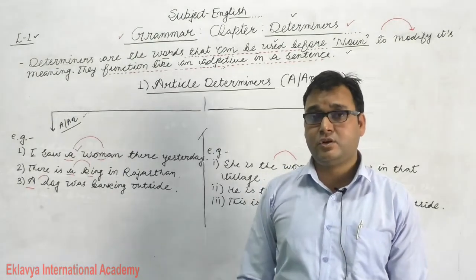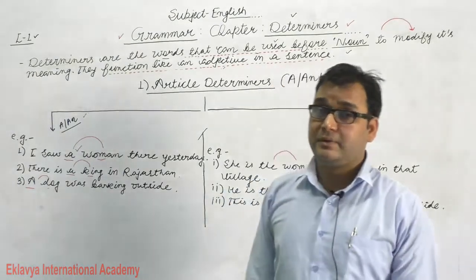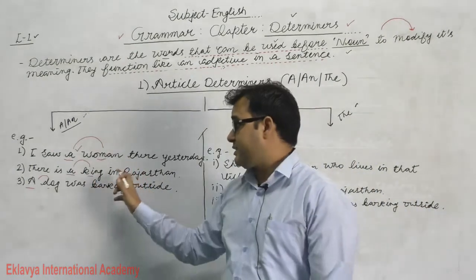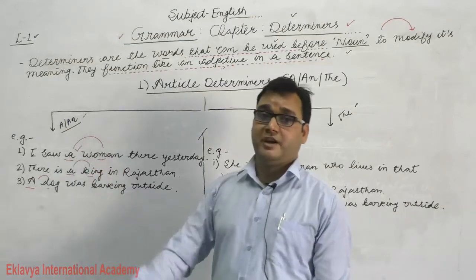He doesn't know, or they don't know about anything. Even we don't know about anything. नहीं पता हमें इसके बारे में. The sentence is there is a king in Rajasthan. राजस्थान में एक राजा है. That's why the position of king is indefinite or uncertain.